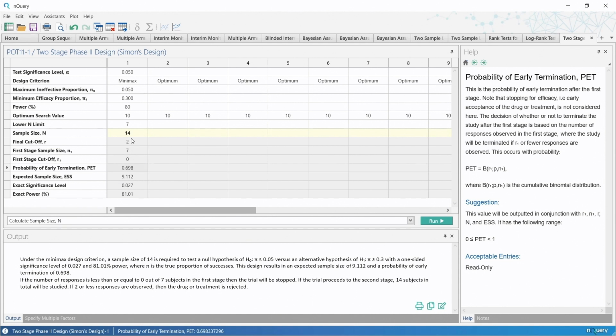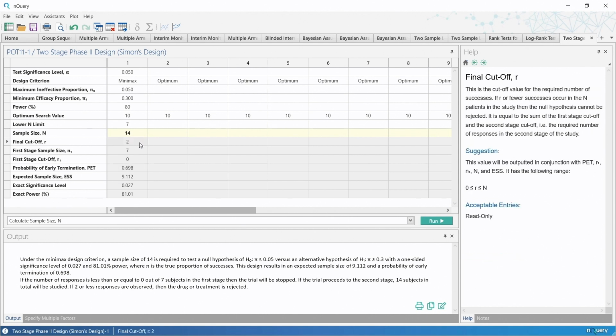If we continued on to the final analysis, if the number of events was less than or equal to 2, then we would find against the drug being effective, or that it has an efficacy greater than 0.3. But if the number of successes was greater than 2, we would, in that case, find for the drug and continue on to the Phase 2B or Phase 3 stage of our clinical trial.